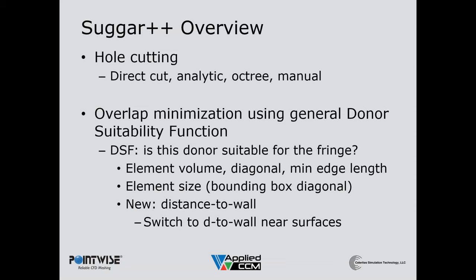We also have a unique new capability where the DSF can be set to the distance to the wall. A powerful hybrid capability is to use one metric, such as volume, for most of the field, but switch to distance to the wall near the surfaces. This really helps maintain a good assembly when we have highly stretched meshes, especially in small gap regions.